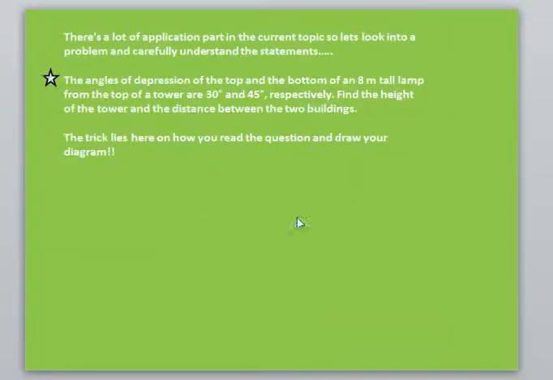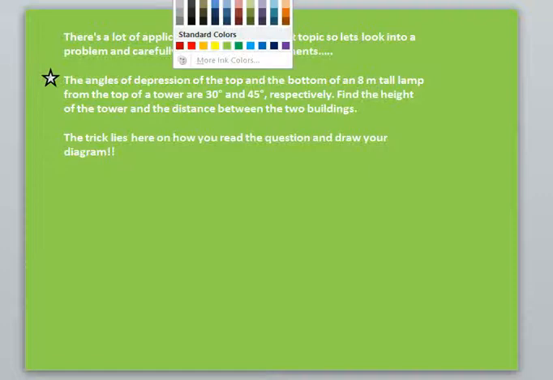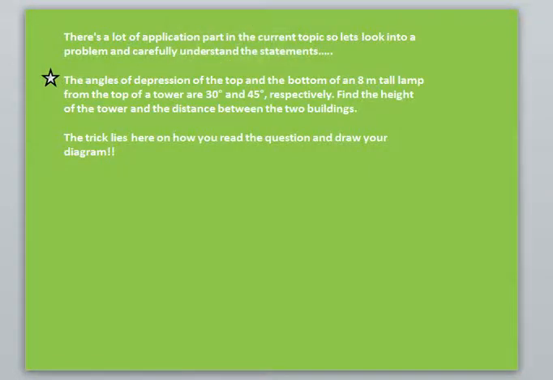Let's carry on. There's a lot of application part in the current topic, so let's look into a problem and carefully understand the statements. The angle of depression of the top and the bottom of an 8-meter tall lamp. What do we understand from here? We understand that we are on a higher or taller building from which we are looking at an angle of depression to the top of another building, which are at 30 degrees and 45 degrees.